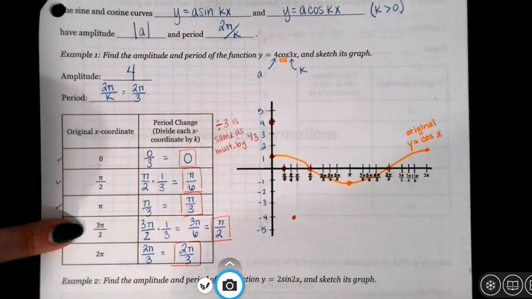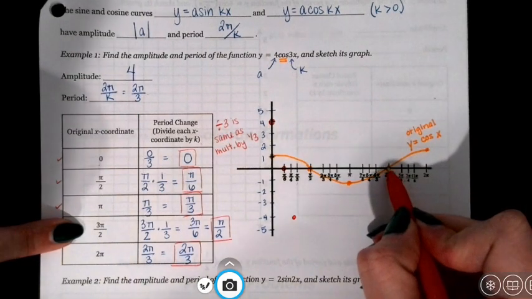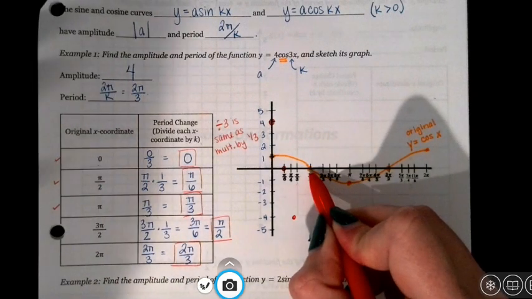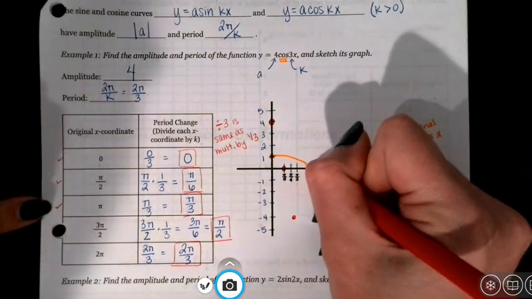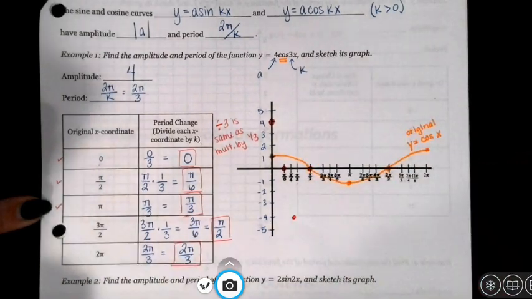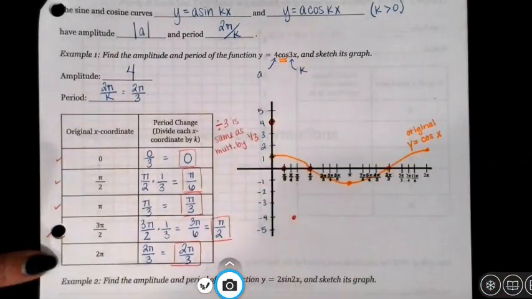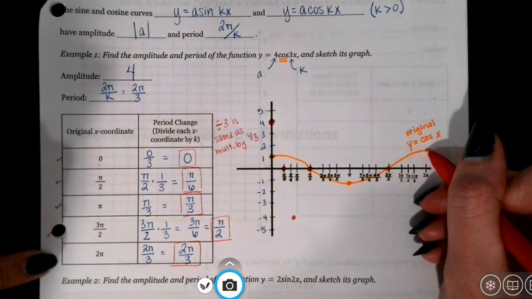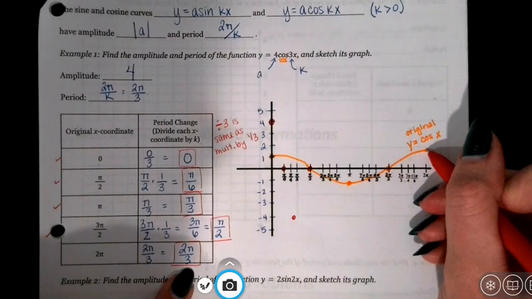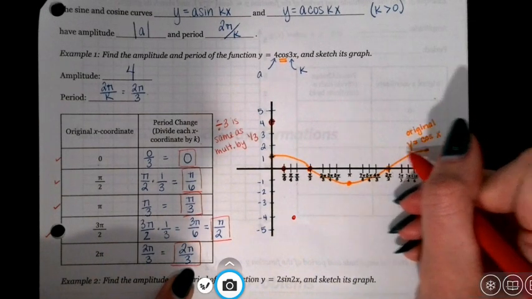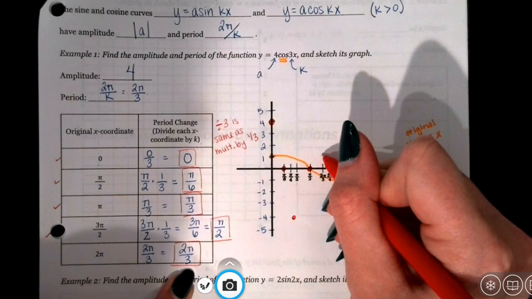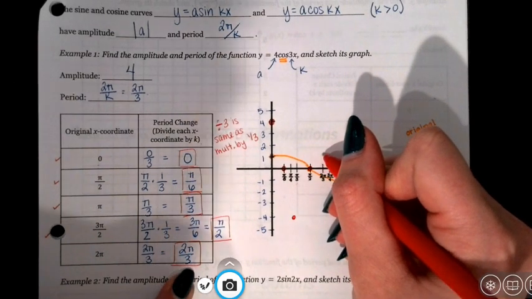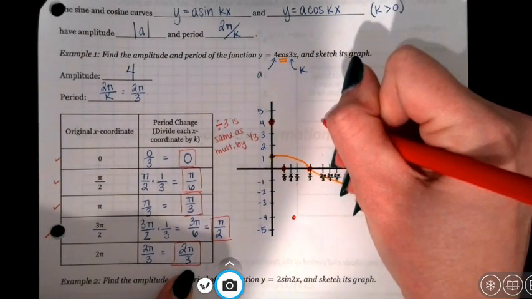Then I have 3 pi over 2. This one is getting shifted to pi over 2. And then because it was on the x-axis, I'm going to keep it on the x-axis because 0 times 4 is still 0. My last point is at 2 pi. 2 pi is all the way over here, and it is getting shifted to 2 pi over 3. So 2 pi over 3 would be right here, and then the y value is 1. I multiply that by my amplitude, which is 4. So at 2 pi over 3, I'm going to put a point at 4.